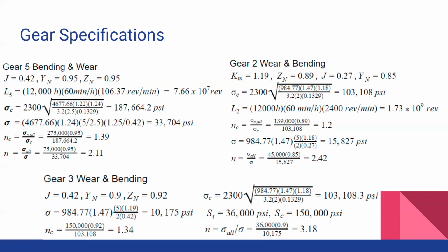Moving on to gear 2, same methodology. This time we find that the contact stress is 103 kpsi, which gives us a factor of safety due to contact stress of 1.2. And the stress due to bending was found to be 15 kpsi, giving us a factor of safety due to bending of 2.4. Moving on to gear 3, again, same methodology.